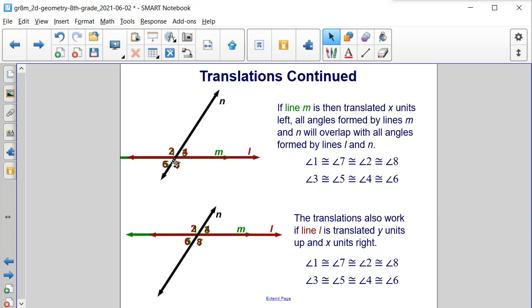The translations also work if line L, which was originally down here in this lower part, gets translated up and to the right so that it overlaps with line M. We still get the same sets of angles that are congruent to one another. Angle 1 is congruent to angle 7, which is congruent to angle 2, which is congruent to angle 8. And angle 3 is congruent to angle 5, which is congruent to angle 4, which is congruent to angle 6.